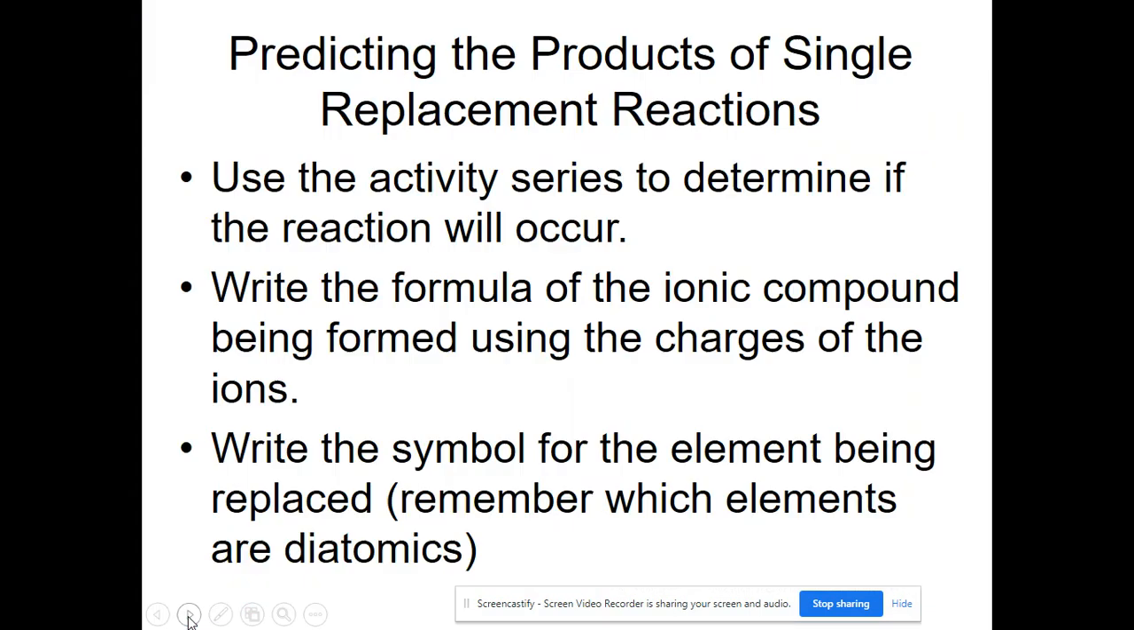Okay, so you're going to have to use the activity series to determine if this reaction will occur. And you're going to write the formula for the ionic compound that's being formed as a product using the charges of the ions. And then you're going to write the symbol for the element being replaced, remembering which elements are diatomics.